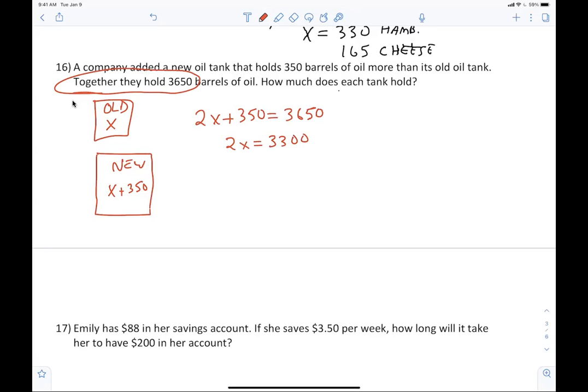And so now, Miss Appleton, what did you say x was? Right, 1,650 what? Barrels. All right, and that was the old. That's what you said. And then the new would be how much? That plus 350, which thank you is what? How much?